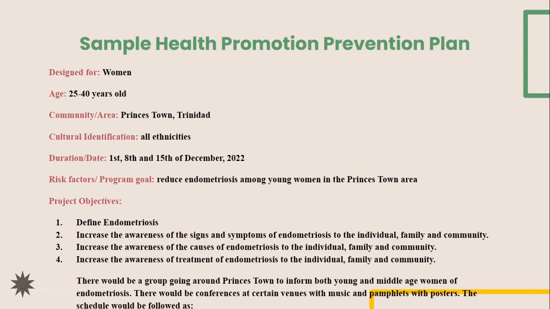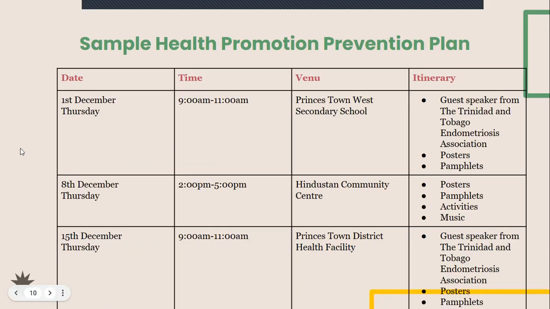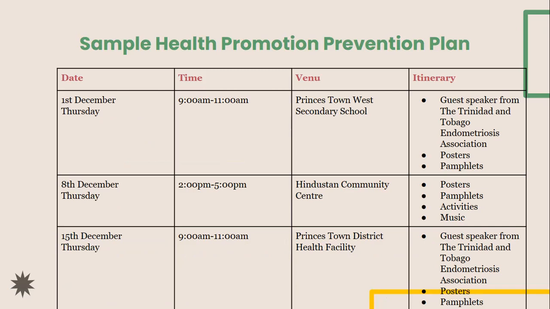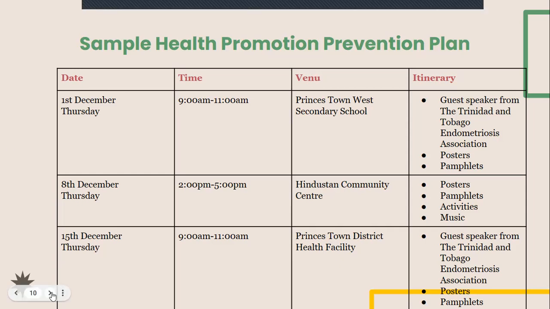There will be a group going around Princeton to inform both young and middle-aged women of endometriosis. There will be conferences at certain venues with music and pamphlets with posters. Hence, the schedule will be followed as the 1st of December from 9 to 11 at Princeton West Secondary School. There will be a guest speaker from the Trinidad and Tobago Endometriosis Society with posters and pamphlets. The 8th of December will be 2 to 5 at the Hindustan Community Center with posters, pamphlets, activities, and music. And the 15th of December will be 9 to 11 at Princeton District Health Facility with, again, a guest speaker from the Trinidad and Tobago Endometriosis Society with posters and pamphlets.